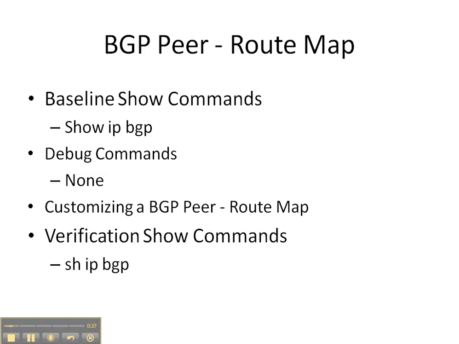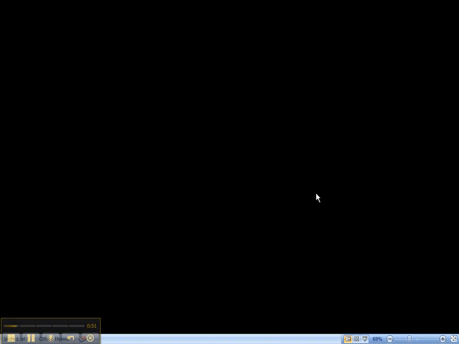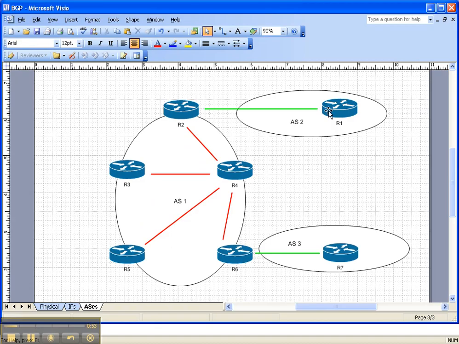Actually, there's so much that you can do with them that I am going to have a dedicated video cheat sheet series just for route maps. So we're just going to graze the surface in this video cheat sheet just to show you how you can do it. And then we're going to finish up with verification show commands. So let's look at the network. We're going to be configuring a route map here on router 1.